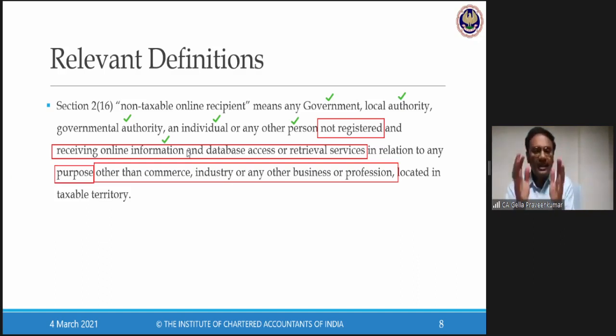So if you are enjoying this online information database access or retrieval, how is it happening online? Sir, how do you get this data online? By virtue of internet. Internet is compulsory. The data access is happening online, and this is in relation to access or retrieval. I just download or I need to retrieve some data. I access and retrieve data. This is called non-taxable online recipient. All these people are called non-taxable online recipient.